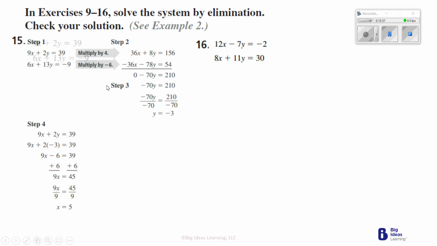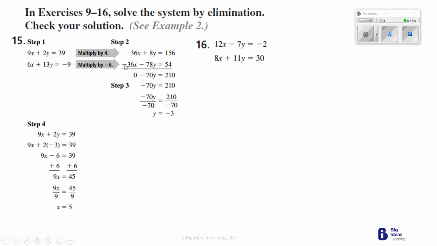Let's see what they did. They went a different route. They used 4 and negative 6. And I don't know why they went with such big numbers, but I'm not sure I agree, because I think it would have been easier to multiply this by 2 and get 18, and then multiply this by negative 3 and get negative 18. But they went the route of 4 and negative 6, which shows you there's a variety of ways to do this with elimination. They've got their new numbers, 36x plus 8y equals 156.